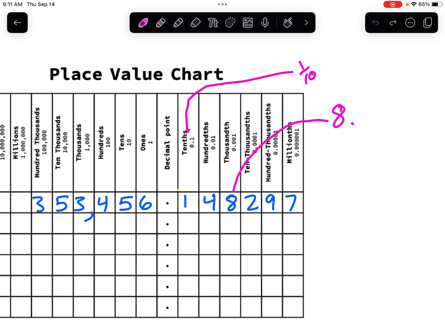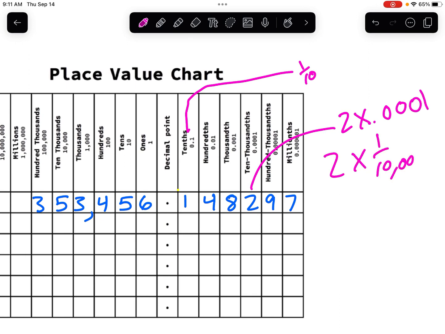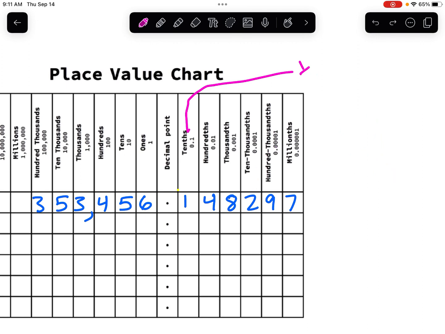All right, moving on, we've got 2 in the 10,000ths place, which is the same as 2 times 0.0001, or 2 times 1 over 10,000. I think you are all getting this now. Then we've got, which one are we on? 9 in the 100,000ths place.